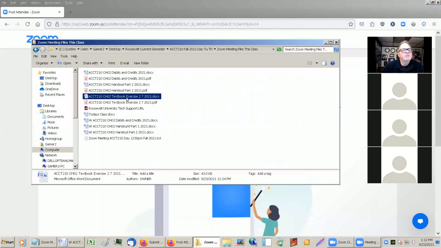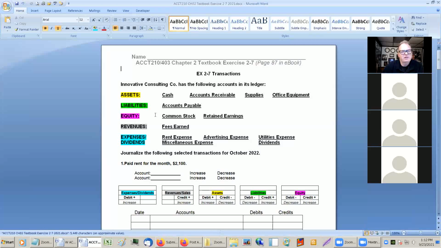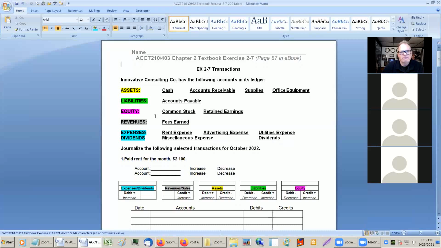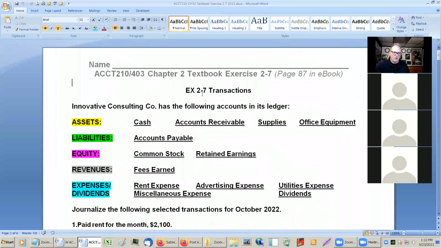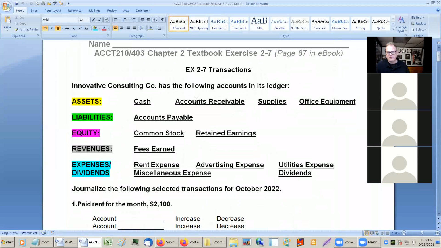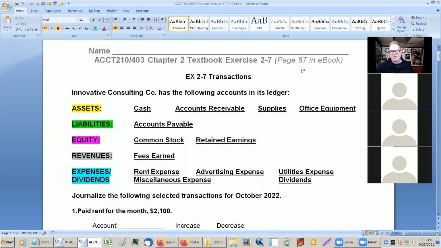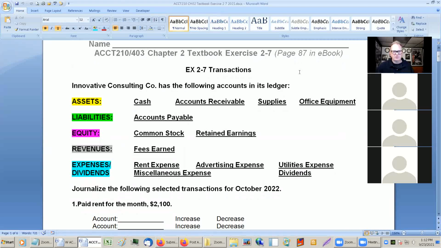So you should have gotten a file, chapter 2 textbook exercise 2.7. It's on page 87 in the ebook. I'm not sure what page it would be on if you have a paper copy. They don't always match up with the ebook.